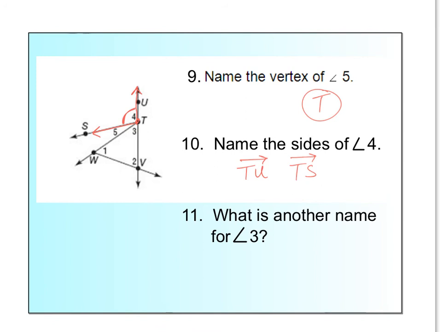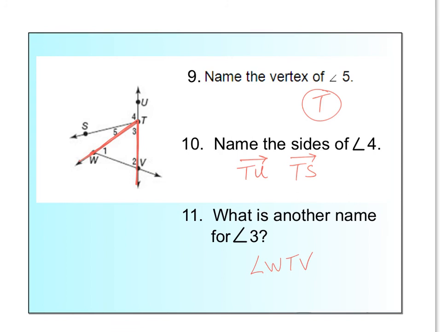What is another name for angle 3? Well, let's see here. There's 2 at least you could use. Angle 3 is this angle that I'm outlining in red right now. Now notice I could start at W, trace over to T, and then over to V. So I could call it angle WTV. That'd be a great answer.